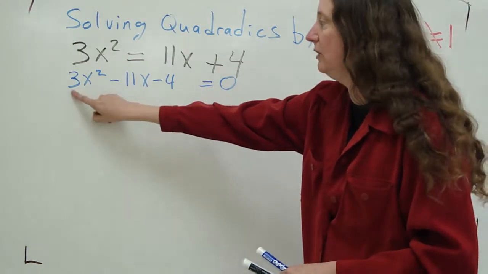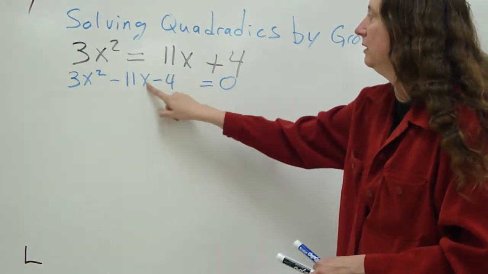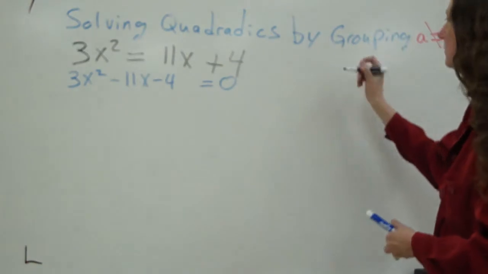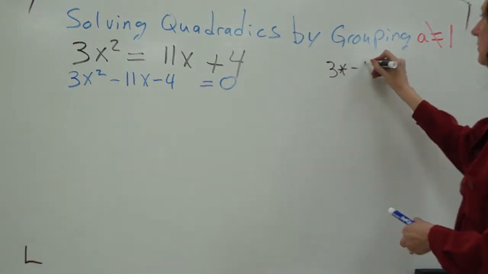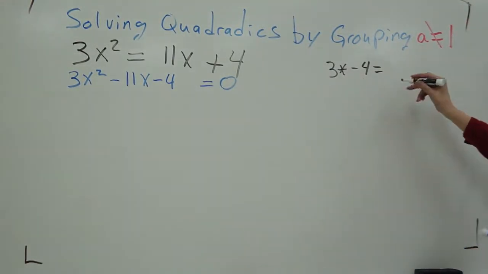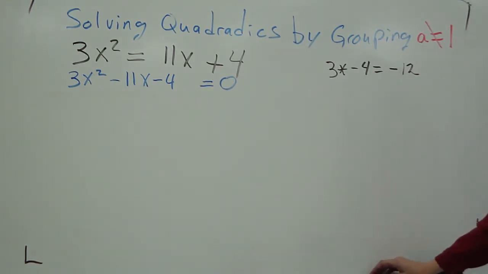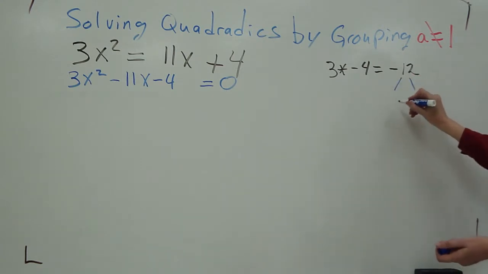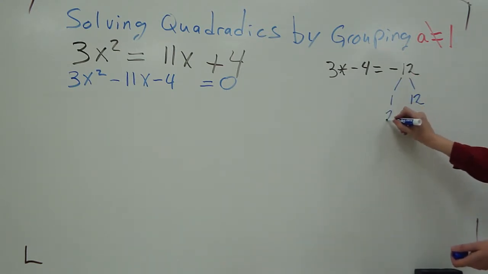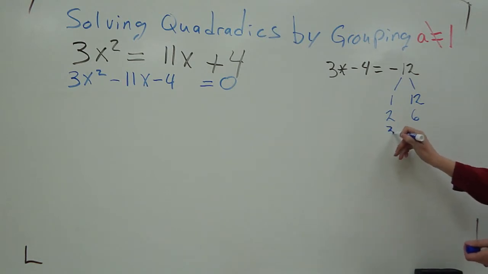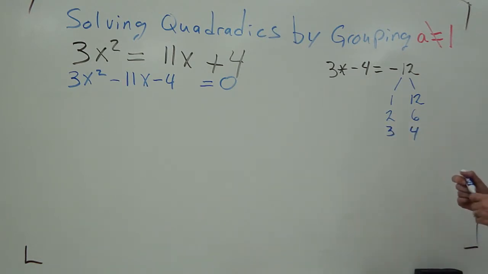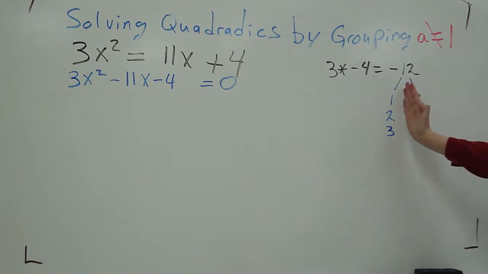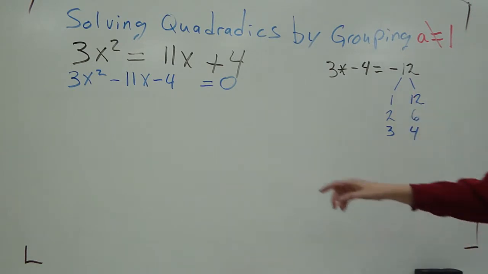I take my a term times my c term, times negative 4 is negative 12. I start factoring that down. How can I get 12? I can do 1 times 12, 2 times 6, 3 times 4. It has to be negative, so either these have to be negative or these have to be negative.